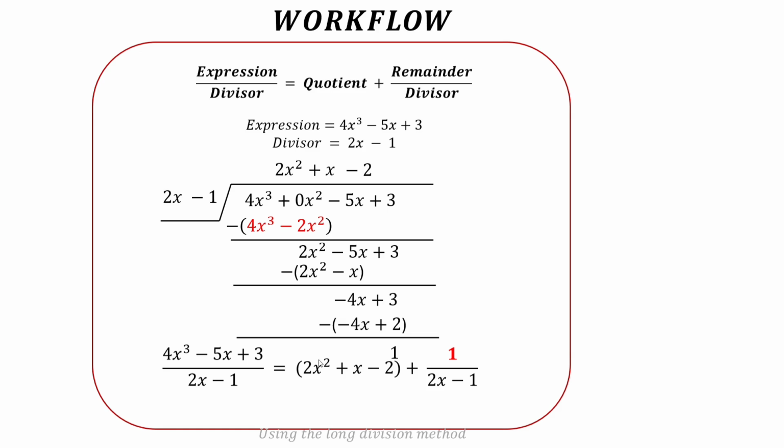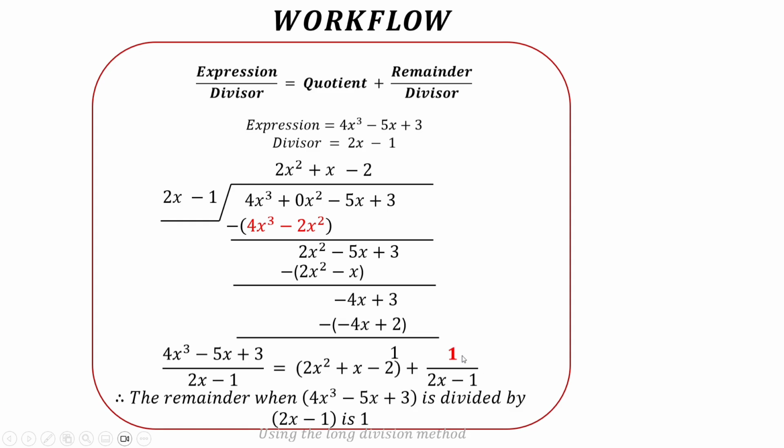But from here, based on what we wrote at the very beginning, we can rewrite 4x cubed minus 5x plus 3 all over 2x minus 1 as 2x squared plus x minus 2. This expression, which is what we have over here, is our quotient. Then plus the remainder, which is what we had over here, which is 1, over the divisor we have from the question, which is 2x minus 1.